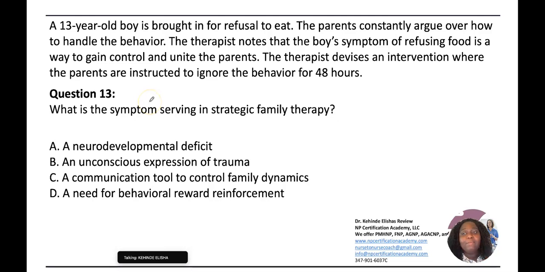And I know you're looking at therapy now thinking, oh my gosh, these questions are so hard. You'll find out that it's about concept. It's like definition of stuff too. A 13-year-old boy refused to eat. Parents constantly argue over how to handle the behavior. The therapist notes that the boy's symptom, refusing food, is a way to gain control. What do we think? Drop your answers in the chat, please.